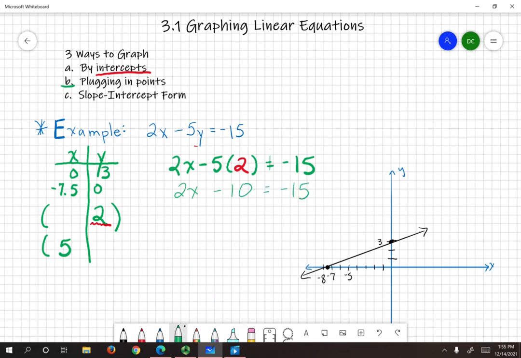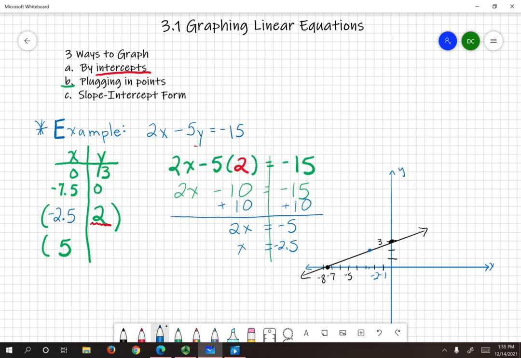Oh, that one's not going to work out very well for me because if you'll notice, if I add 10 to both sides, I get 2x equals -5. And then x equals -5/2, which is -2.5. I don't love that point any more than I loved -7.50, but let's do it anyway. So if I go -1, -2.5, then I go up 2.